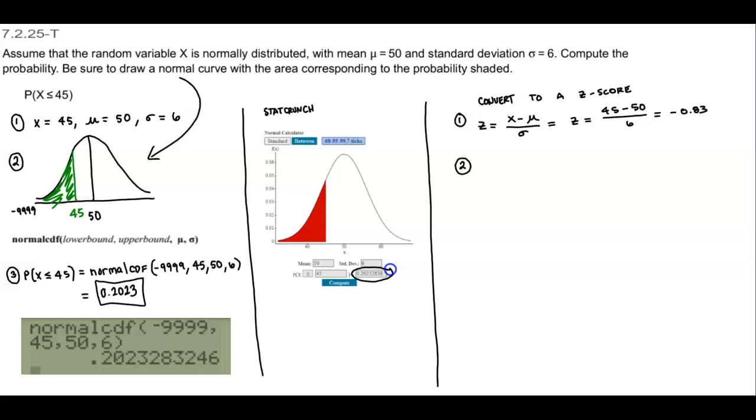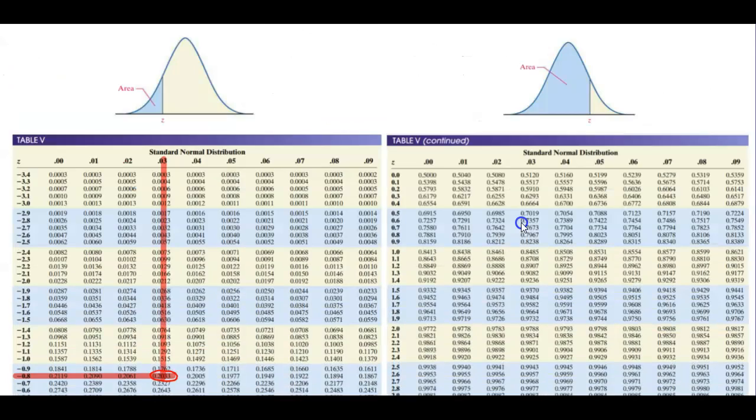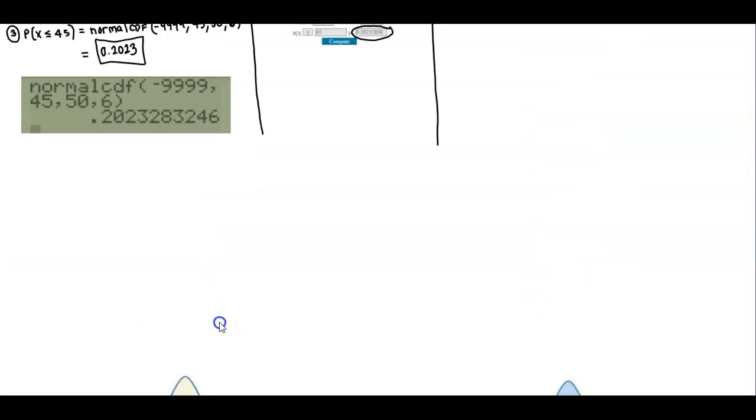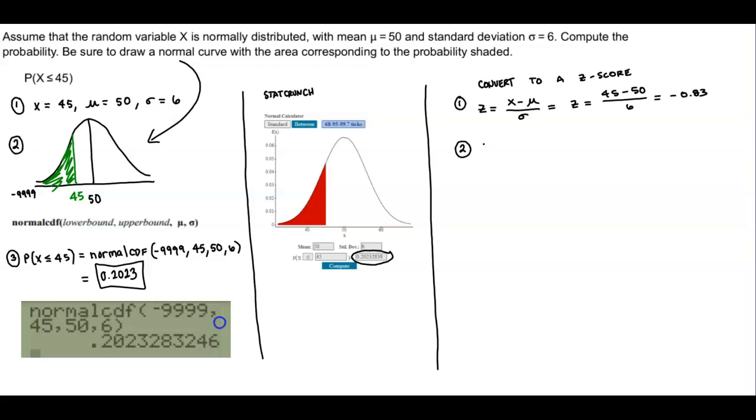So now what we want to do is look at that area. So what is the area when we're using the z-score in a table? If we come down here, here is negative 0.83, and you can see that the area that we get is 0.2033. So when we find the probability of z being less than negative 0.83, we get an area of 0.2033. Well, you see the difference between this and that.